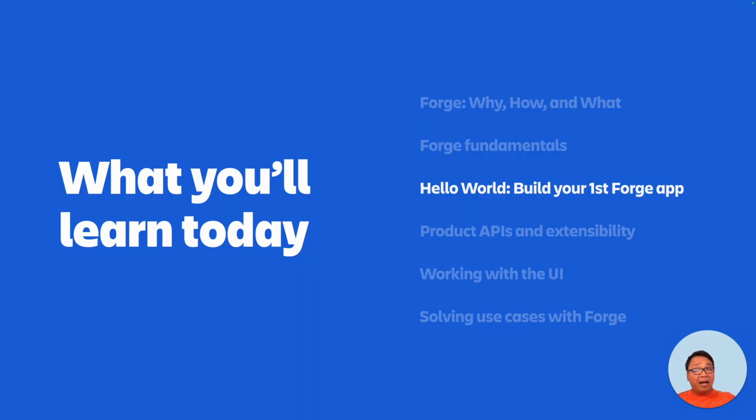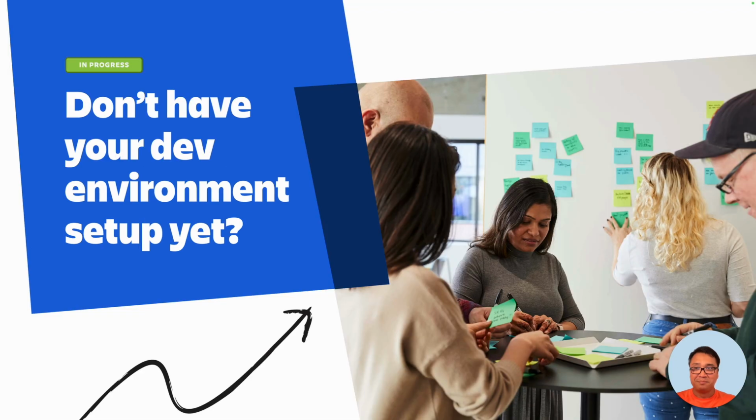So, we've covered the high-level benefits of Forge and a few of the platform fundamentals like the CLI, the manifest, and modules. It's now time for us to apply some of the things we've just learned and start building our first Forge app for Jira. Are you ready? All right, let's open up our editors and terminals and write some code together.